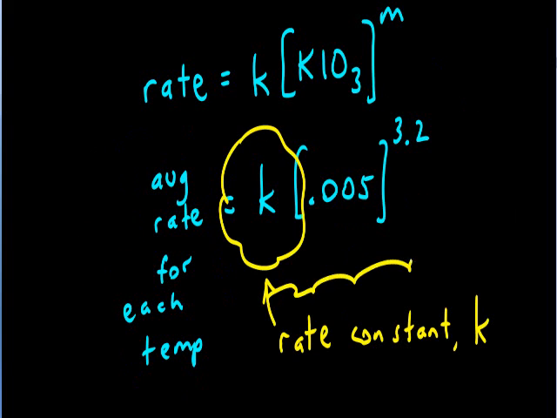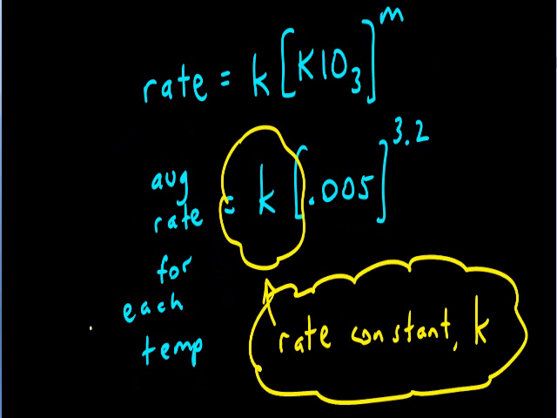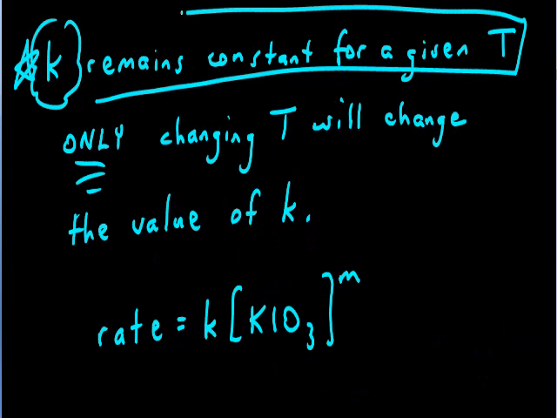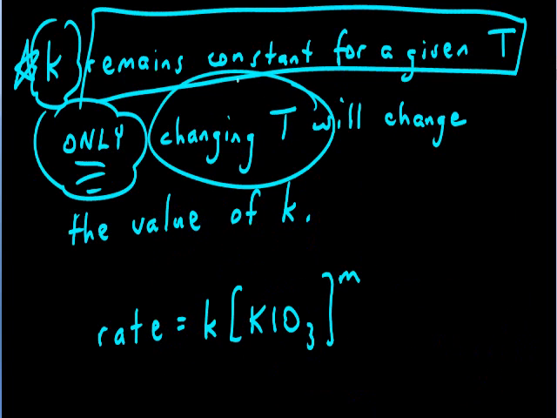Now the rate constant k is something that remains constant for a given temperature. The only thing that can change our value of k is to alter the temperature conditions of the reaction. So once again, our rate constant, which is a lowercase k, remains constant for a given temperature. The only thing that can change our value of k would be to change the temperature conditions under which we run the reaction.